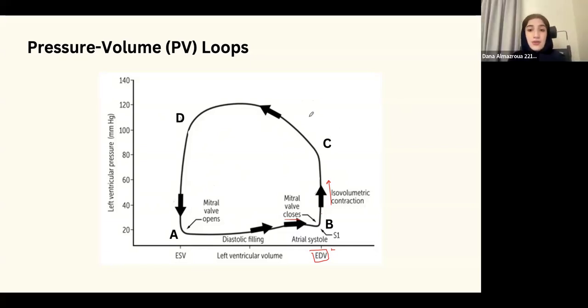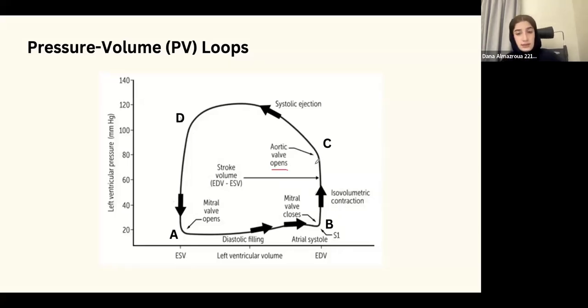Exactly. So at point C, you're going to see the aortic valve opening, and that's because the ventricular pressure has exceeded the aortic valve pressure. And now once the aortic valve opens, we're going to start with ejection, because now the valve is open. This will allow blood to be ejected from the ventricles to the aorta. So ejection will increase the pressure within the ventricles, as you can see, because it's contracting a lot.